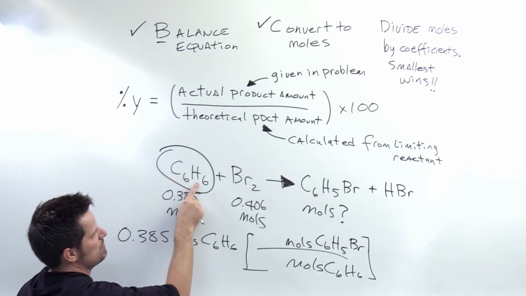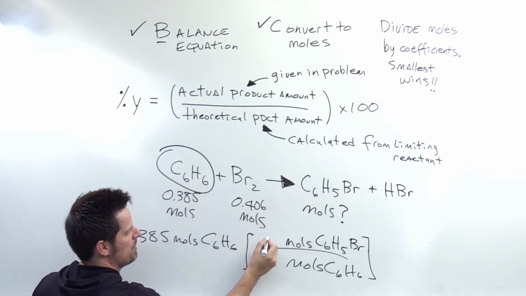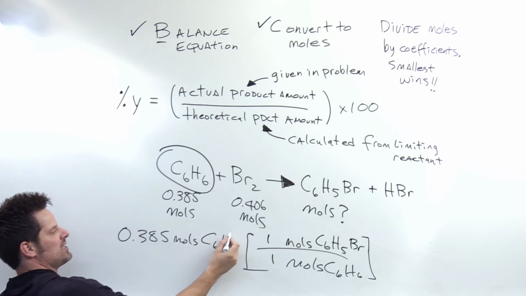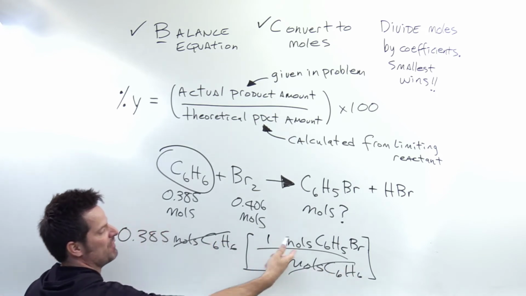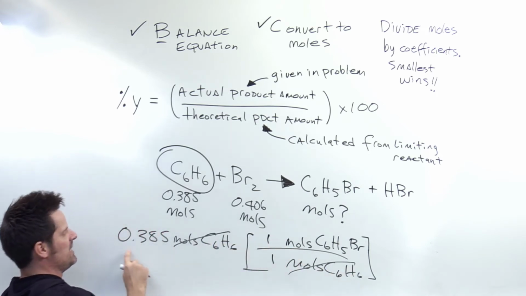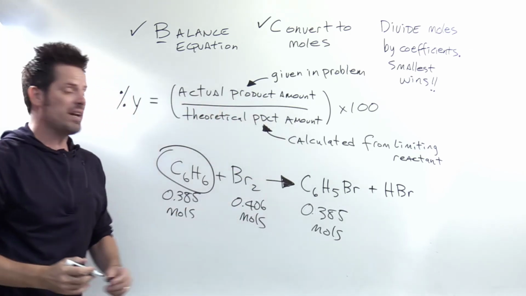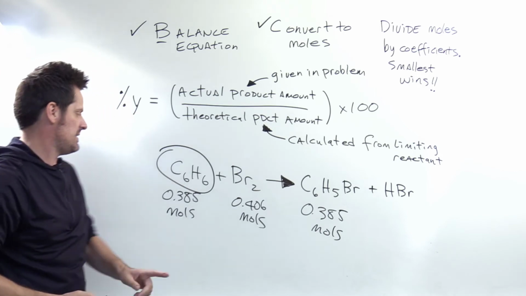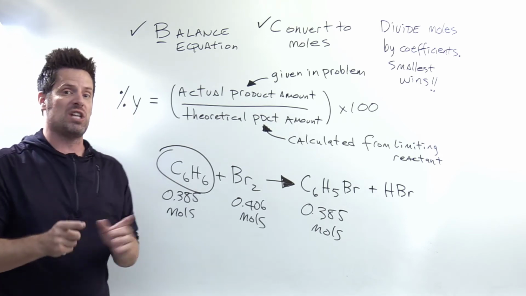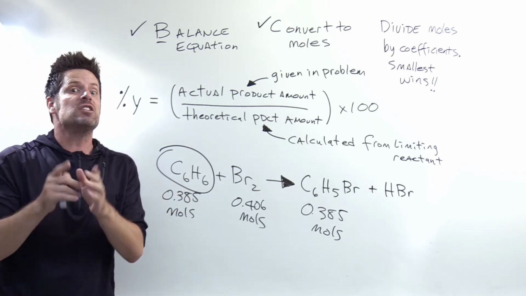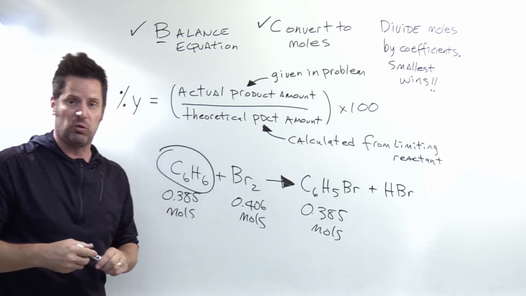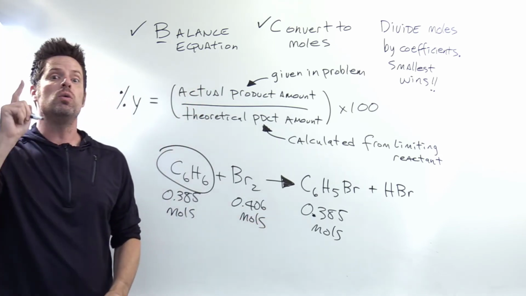There's an implied 1 next to the benzene and an implied 1 next to the bromobenzene, so it's 1 to 1. Unit-wise, the moles here cancel out the moles here of benzene. I'm left with moles of bromobenzene. Multiplying this through, I of course get the same number of moles of bromobenzene. So the theoretical yield of bromobenzene that I should get from 0.385 moles of regular benzene as my limiting reactant should be 0.385 moles. That's the answer to part A.